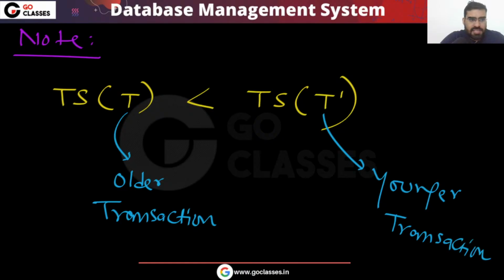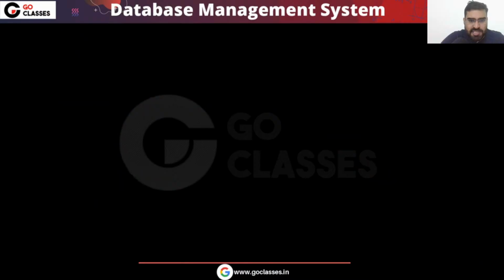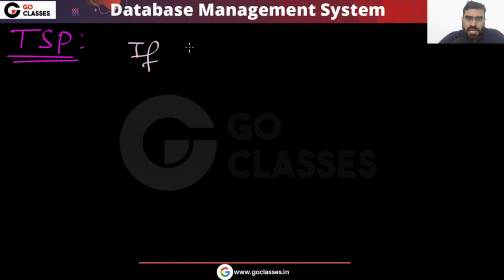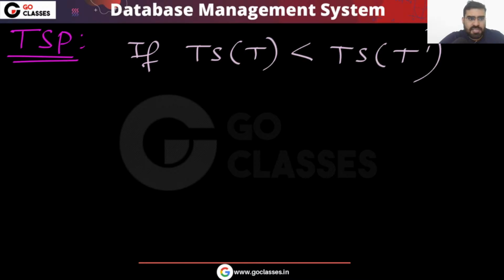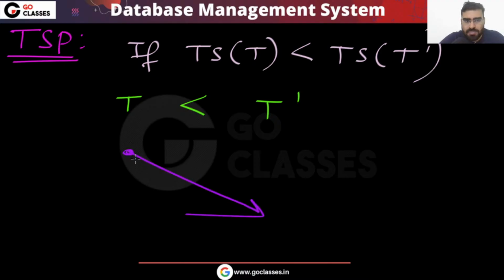If this is the older transaction and this is the younger transaction, what does the timestamp protocol (TSP) say? It says that if the timestamp of T is less than the timestamp of T dash, then all the conflicting operations, remember, can only happen in this order. First this will happen, then this will happen.